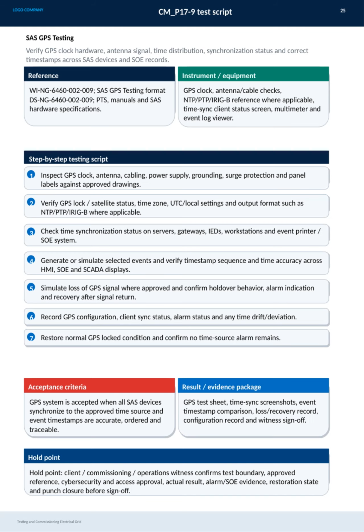Here we have the CM_P17-9 test script focused on SAS GPS testing as part of the testing and commissioning of the electrical grid. The primary goal here is to verify the GPS clock hardware, antenna signal, time distribution, synchronization status, and ensure correct timestamps across SAS devices and SOE records.